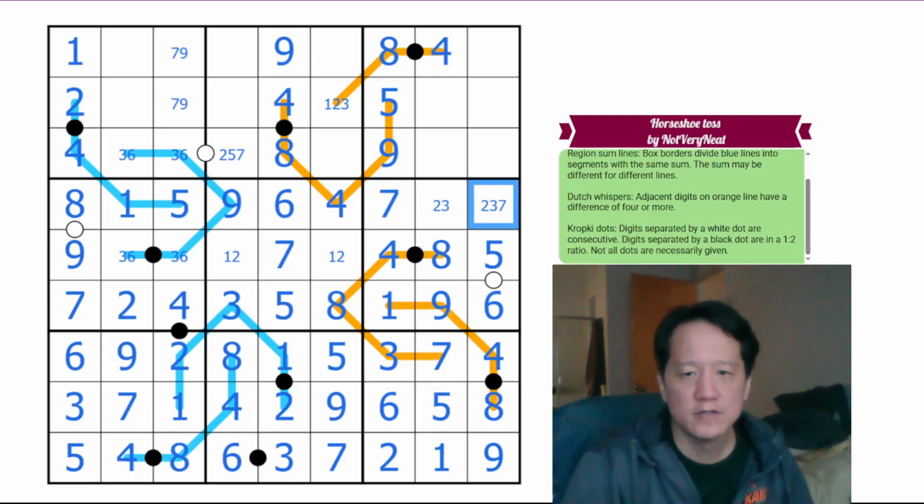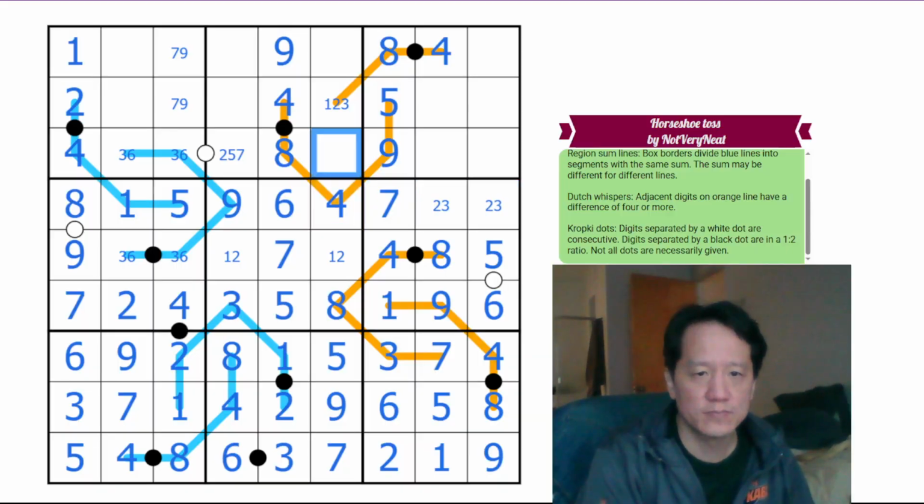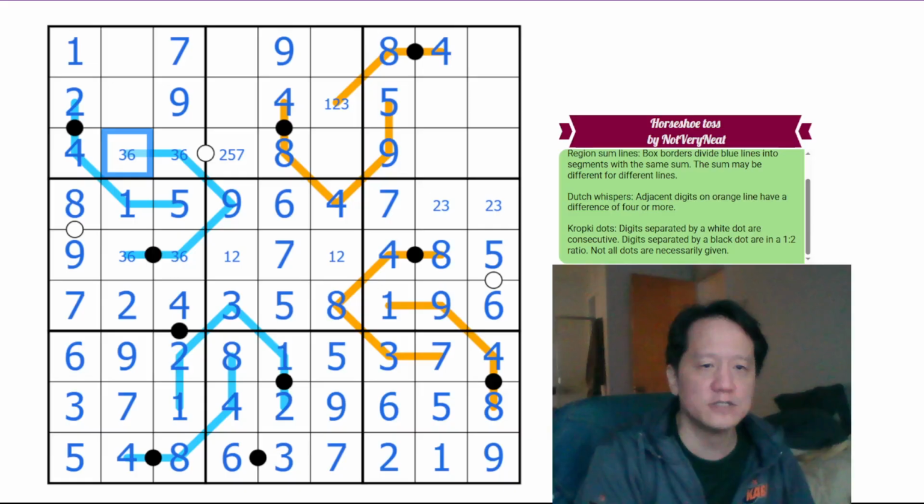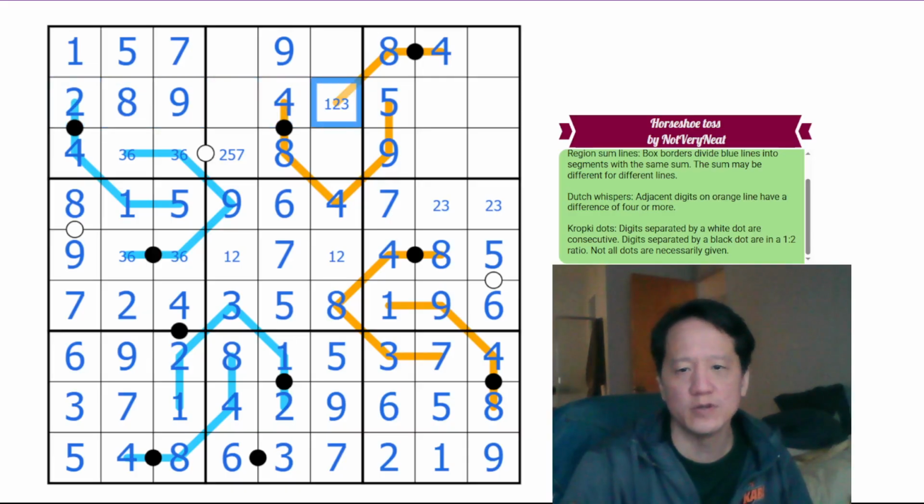This can't be 7 again. This 9 eliminates 9 here, so that's 7 and 9. Remaining digits in column 2 are 5 and 8. This can't be 5 because of 5 in the row, so this is 8, which makes this 5. This 2 eliminates 2 from being here.